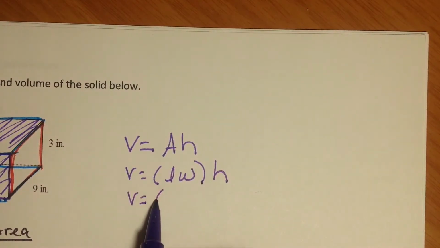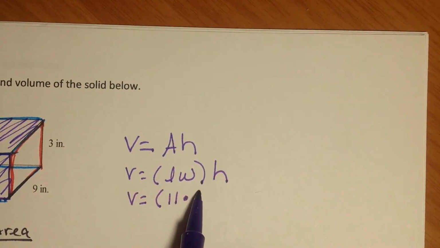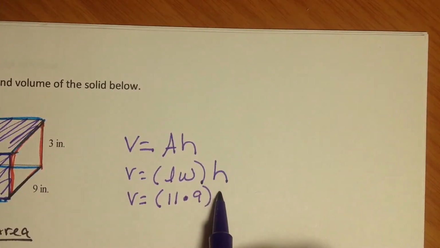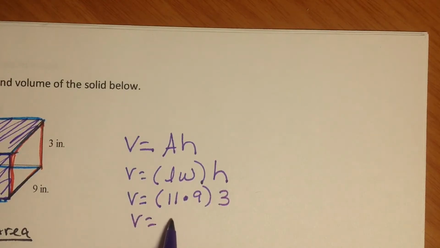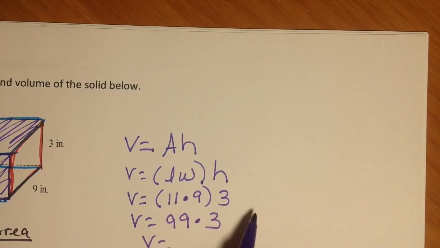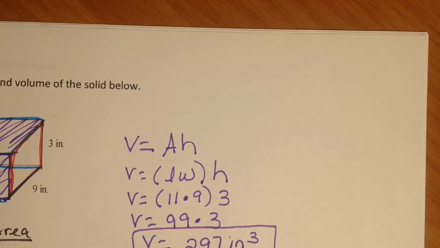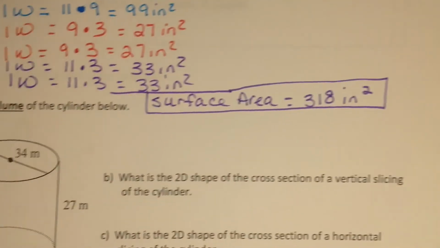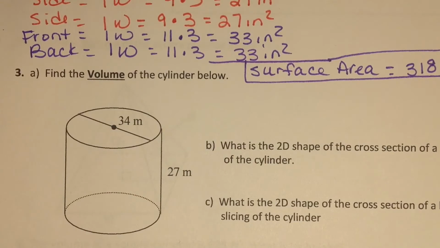So volume is equal to 11 times 9, which is the area of that base, times the height, which is 3. So volume is equal to 99 times 3, which gives me 297 inches cubed. Don't forget your units. Volume is in cubic units. Right? Oops. Okay, so let's move on down a little bit more here.